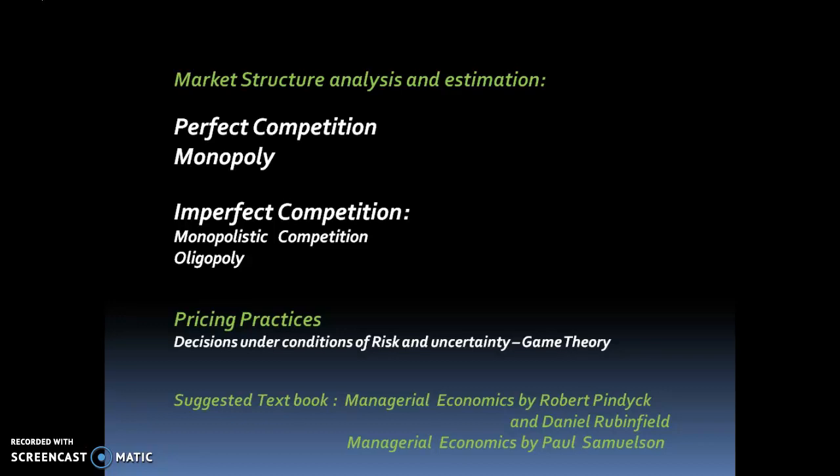Now we move over to the pricing practices. So, how does a firm take a decision under conditions of risk and uncertainty? Basically dealing with game theory. So, how the actions of a firm are also dependent upon the reactions from its rivals.